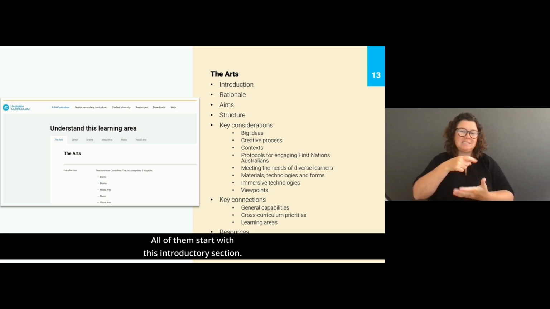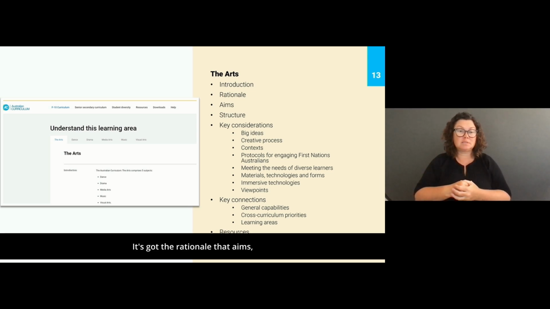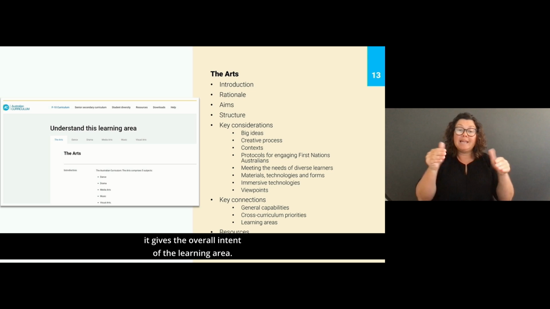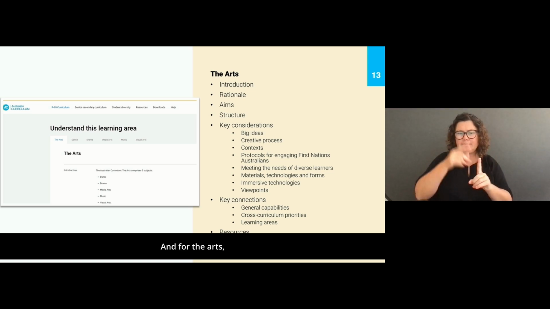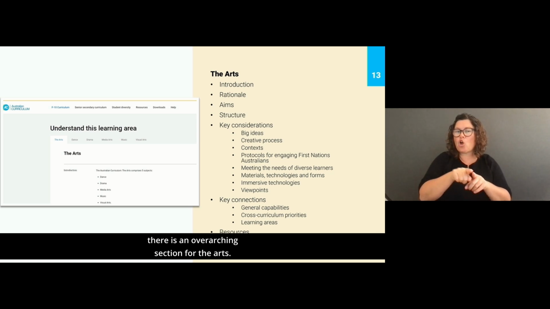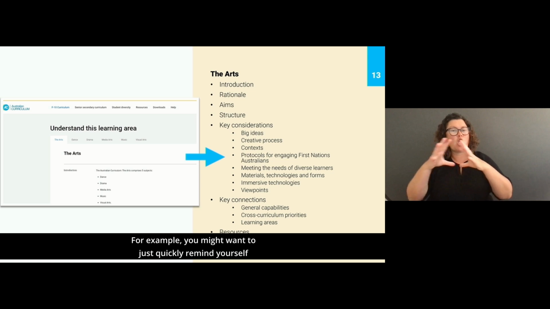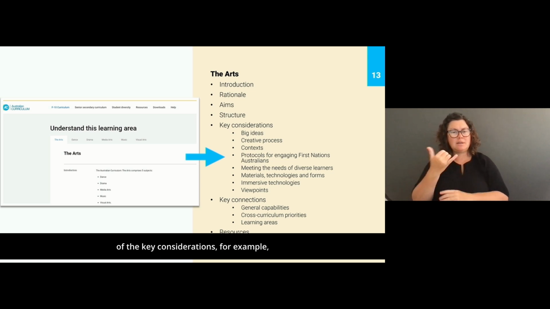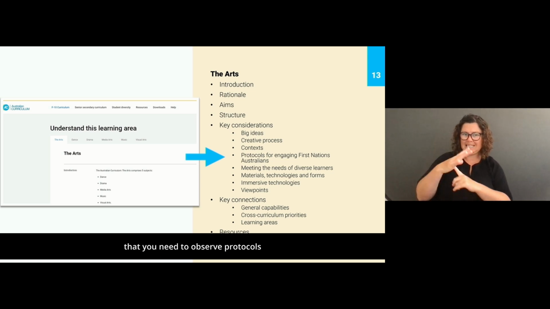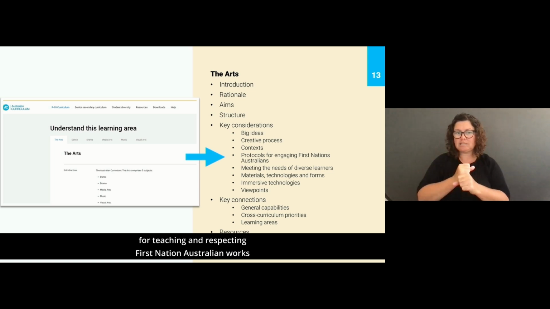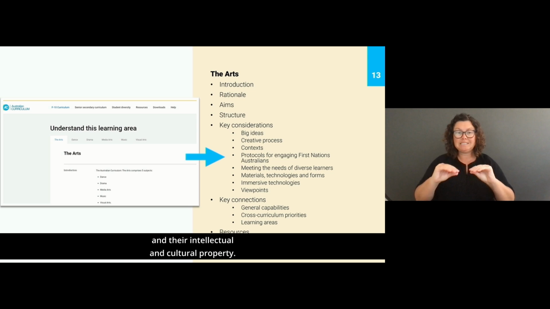All of them start with this introductory section. It's got the rationale, the aims. It gives the overall intent of the learning area. And for the arts, there is an overarching section for the arts. For example, you might want to just quickly remind yourself of the key considerations, for example, that you need to observe protocols for teaching and respecting First Nation Australian works and their intellectual and cultural property.